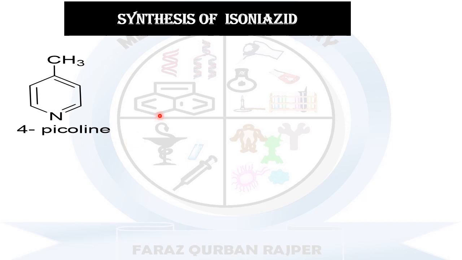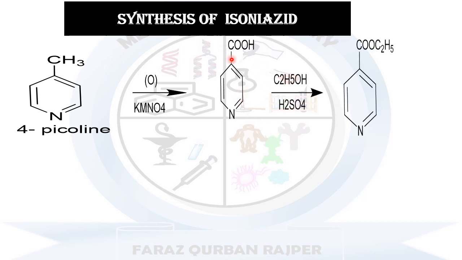When this 4-picoline reacts, it undergoes an oxidation reaction in the presence of an oxidizing agent, that is nothing but KMnO4. After that, the methyl group at the 4th position will be oxidized and converted into the corresponding acid. So you may observe the resultant acid derivative of 4-picoline is formed as a result of oxidation.